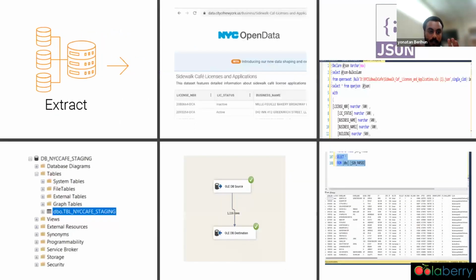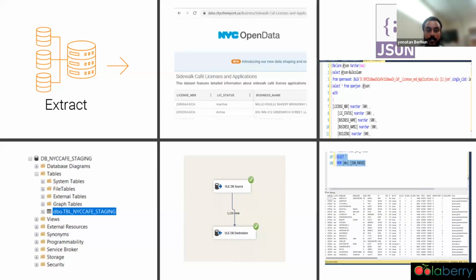So to begin this, we started with the extraction portion, got the data from New York City OpenData.com in the form of a JSON file. I went ahead and used the OpenRowset script to view the data in the JSON file inside of SQL. Once I was able to view it there, I needed to put it in the staging area so I can really just have the information there and take a look at it and understand the different types of columns and data types I was working with.